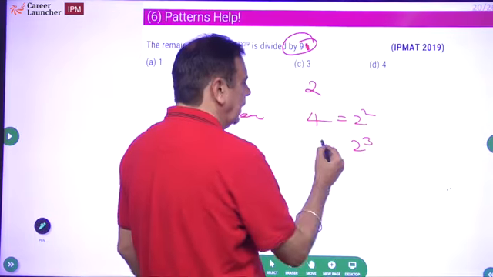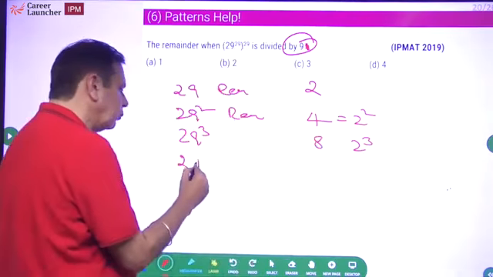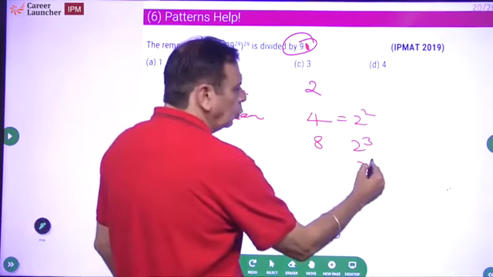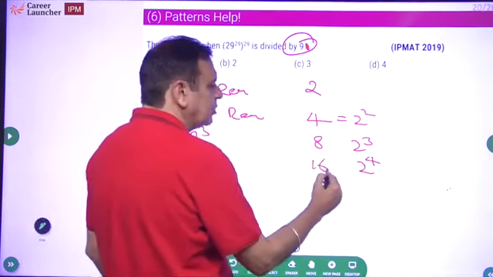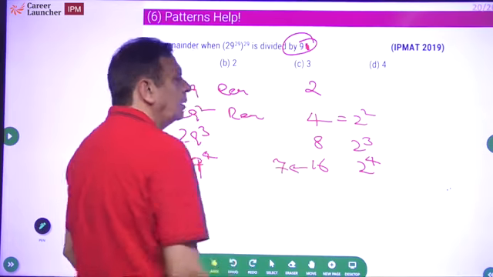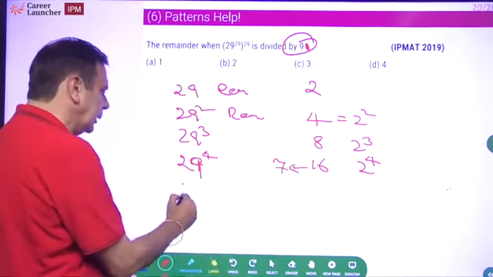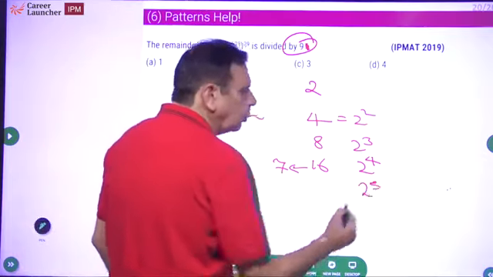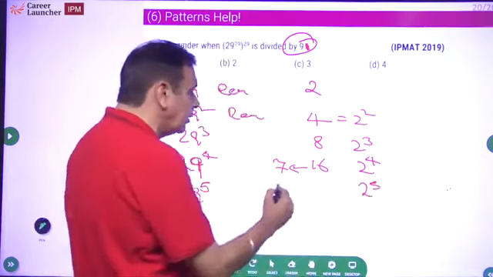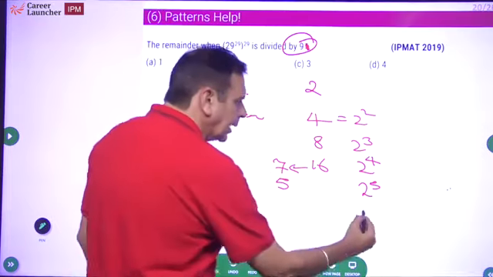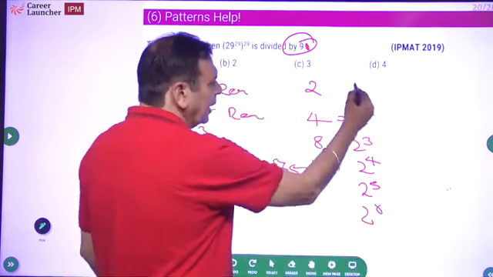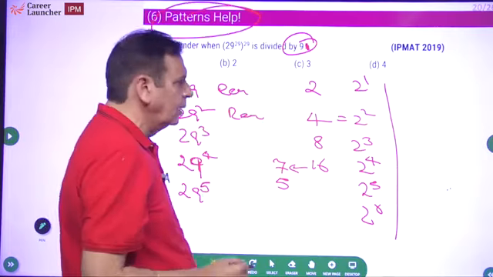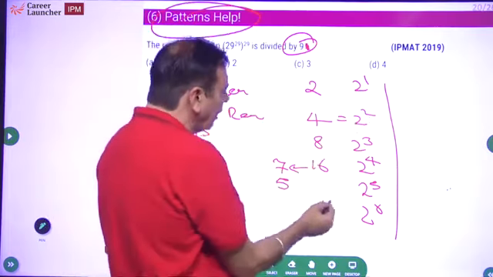2 cube, 8. 29 to power 4. It will be 2 to power 4, 16. 16 means 7. Okay. 29 to power 5 will be 2 to power 5. 2 to power 5 means 32. 32 means 3 plus 2, 5. What will come next? 2 to power 6. You can see the pattern, right? Important thing is to identify a pattern. The pattern is visible: 1, 2, 3, 4, 5, 6.